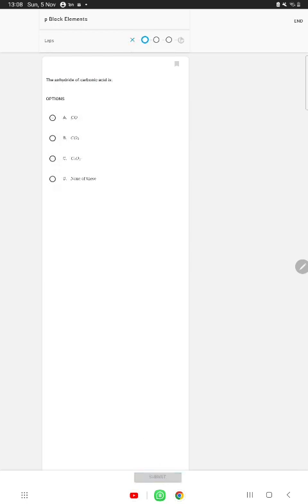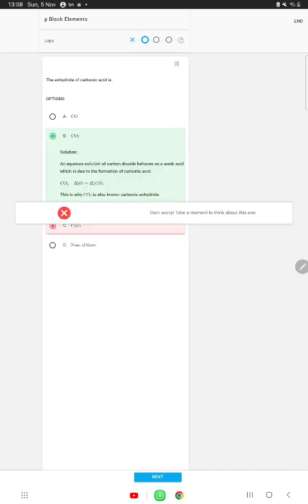Next one, you see, the anhydride of carbonic acid is. So anhydride of carbonic acid is H2CO3, or lots of water molecule, it is none of these I think student. Otherwise, let's see the third option. Option CO2 is there. The anhydride of carbonic acid is CO2 student.